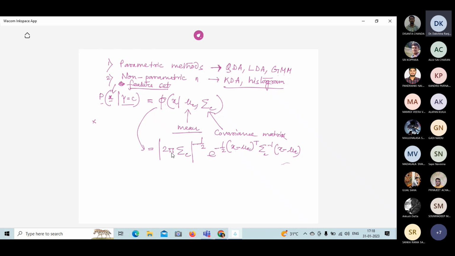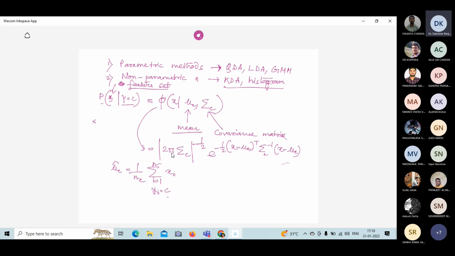Now if we try to get the mean, this mean will be given by 1 upon nc, and the summation will be computed over xi, where i equals 1 to n and yi equals c. So what does this mean? nc is the number of training data of the class c. If we get a particular class c and there are more than one instances present, then those instances will be considered as the training examples for a particular class c.